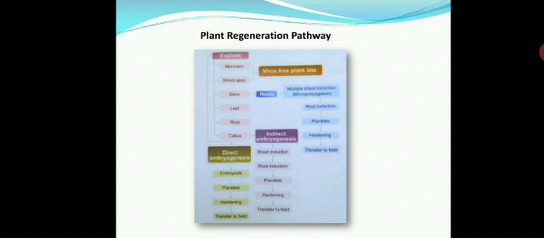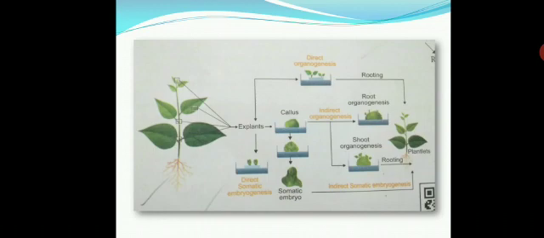Here is the plant regeneration pathway in a diagrammatic view. Here we want to select a well developed plant. Then afterwards we select the meristem or shoot apex, or a stem, leaf or root as an explant. Through that explant, an undifferentiated mass of unorganized tissue can develop, that is called a callus. Then from the explant, the embryo can be directly developed, that is called direct somatic embryogenesis.